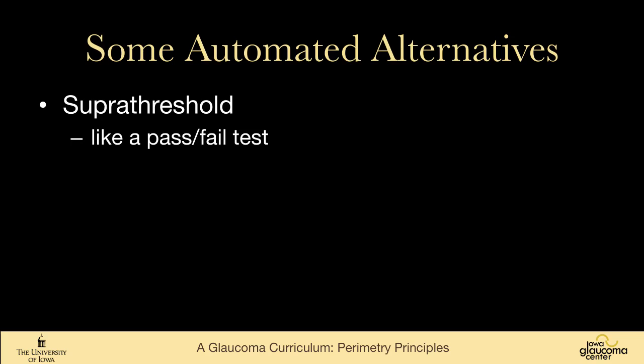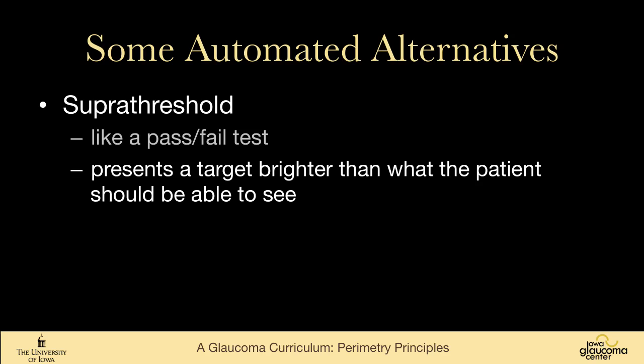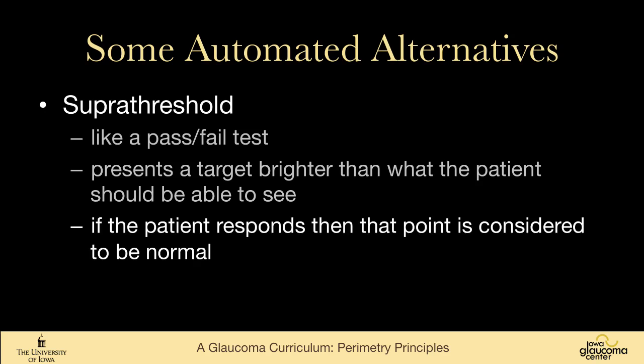And there are supra-threshold perimetry tests. And I think of this like a pass-fail test. So the perimeter presents a target brighter than what the patient should be able to see, and if the patient sees it, then that point is done, considered to be normal, and moves on. And this is really a type of strategy that would be used for screening, but not for following someone with glaucoma.